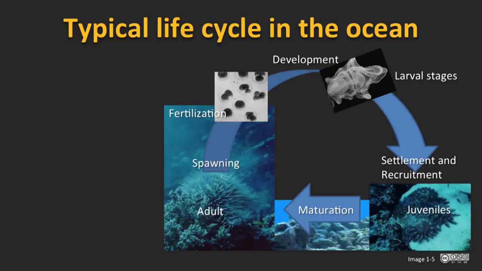Starting on the left-hand side, spawning by adult starfish occurs during the spring and early summer. And at this point, large numbers of egg and sperm are delivered into the water column by individuals that are either male or female. Now, if close enough, eggs and sperm will meet and fertilization will occur, leading to the first cell division and the beginning of larval development.